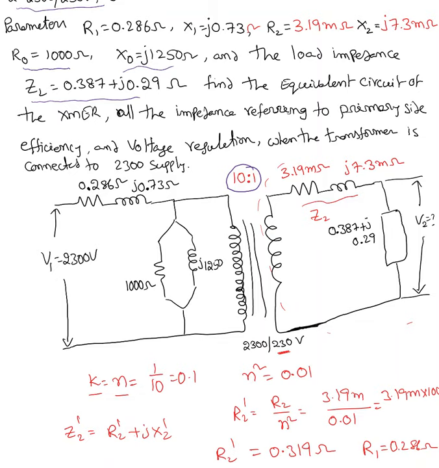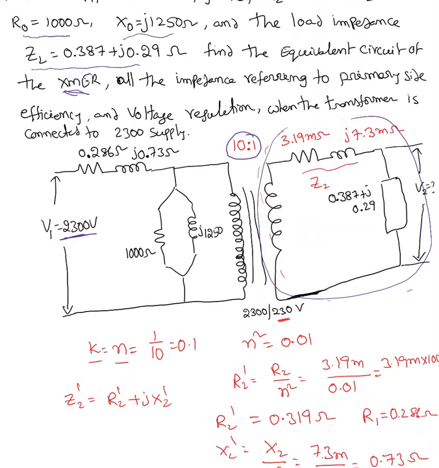Now he's asking us to find the equivalent circuit of the transformer, all the impedances referred to the primary side, efficiency, voltage regulation, when the transformer is connected to a 2300 volt supply. So the primary is connected to the 2300 volt supply. He's asking us to transfer everything, this secondary impedance, into the primary side.